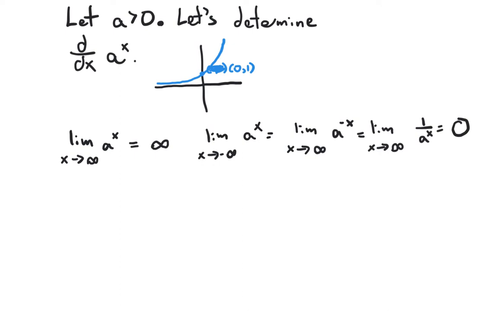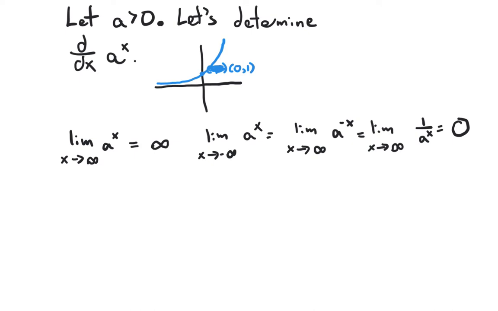And here we get 1 over larger positive values, so this goes to 0. So you can see, as x gets bigger and bigger, f of x, or a to the x in this case, gets bigger and bigger and bigger. And as x gets more negative towards negative infinity, we can see that a to the x goes to 0. It has a horizontal asymptote to the left at y equals 0. So that's our function there.